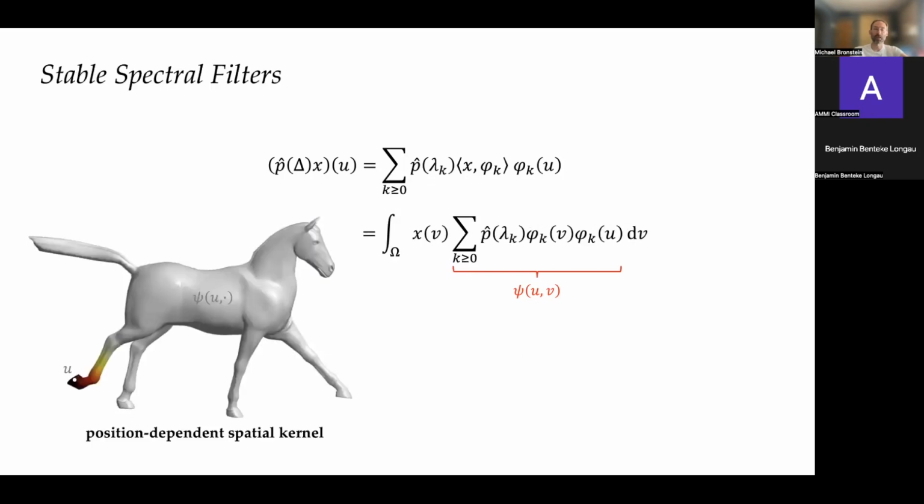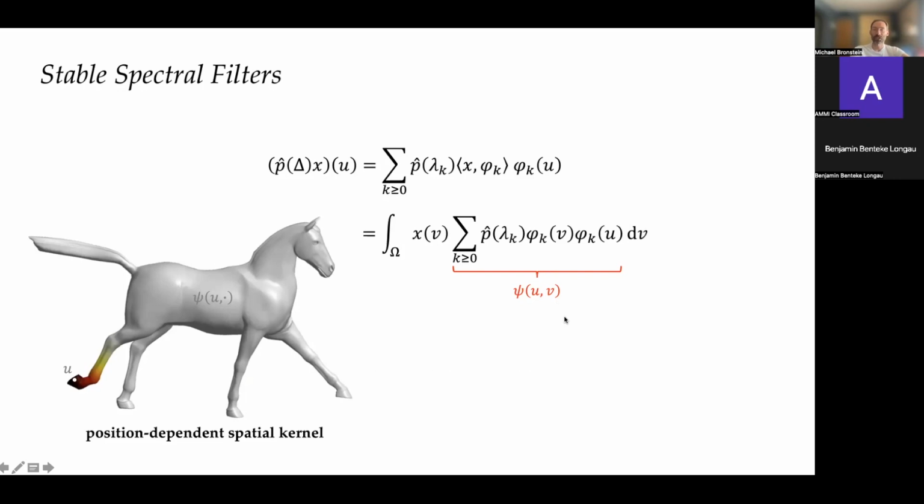So you can think of it as a kind of spatially varying convolutional filter, right? In convolution, this thing will not depend on the coordinate. It will depend on the difference of the coordinates, right? On a general manifold, we don't have any valid way of defining the notion of difference between u and v. So we have a function of u and v.